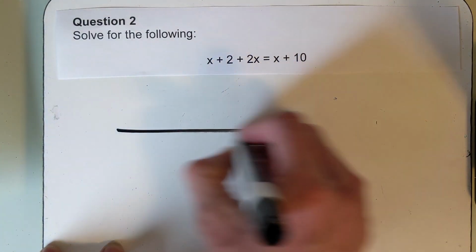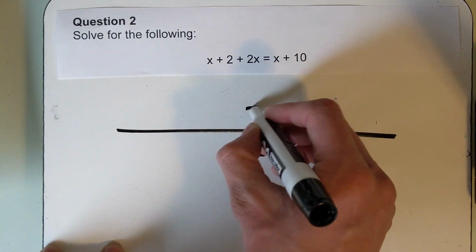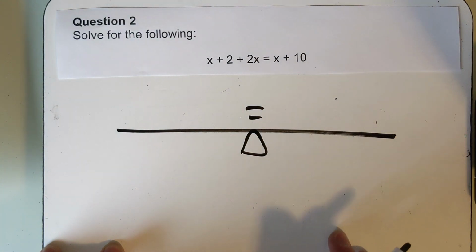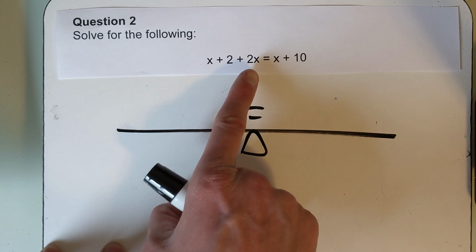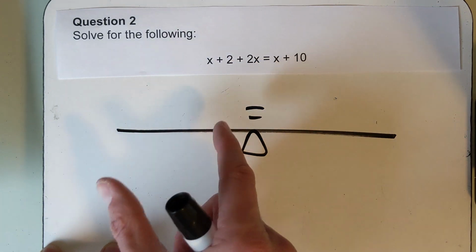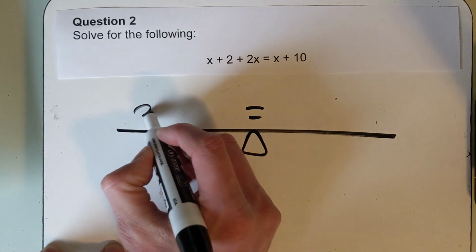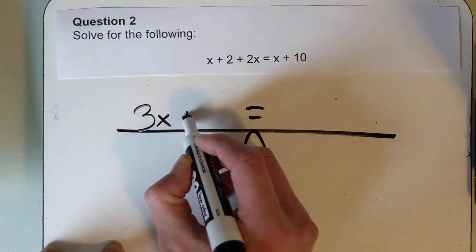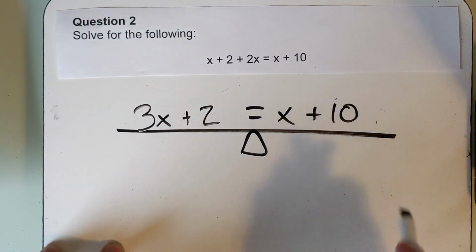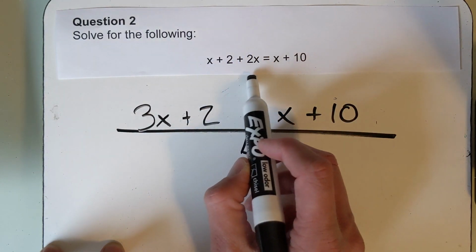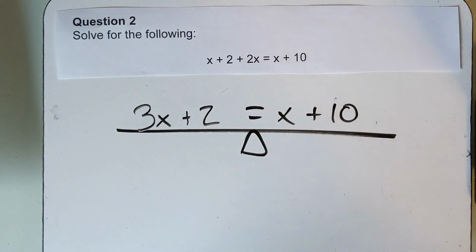So we're going to go ahead and draw our scale, and we're just going to copy things down. First thing I see, though, is I have an x and two x's here, and it's all on this side. Let's just put those together and say we have 3 x's plus 2 is equal to x plus our 10. Again, we had an x here and 2 x's here, so we just put them together for 3 x's.